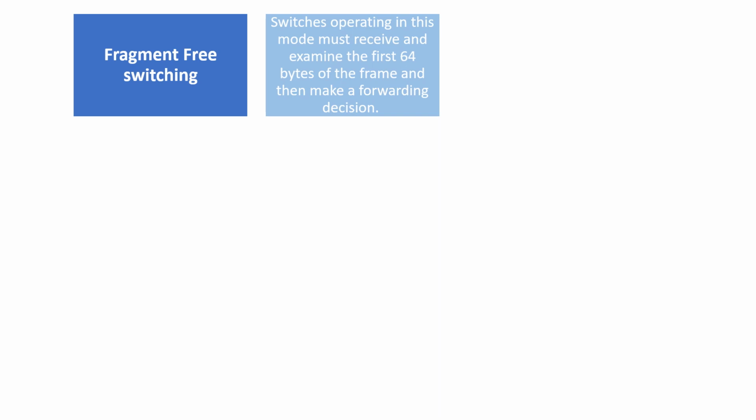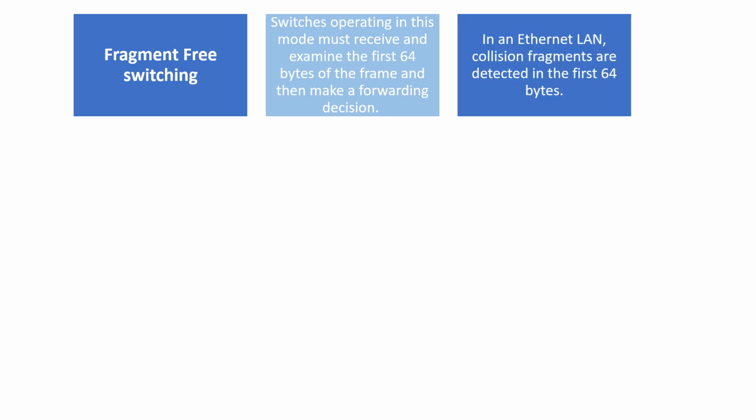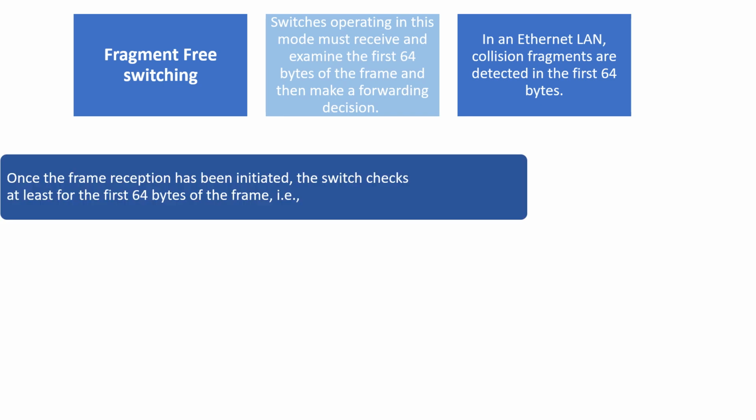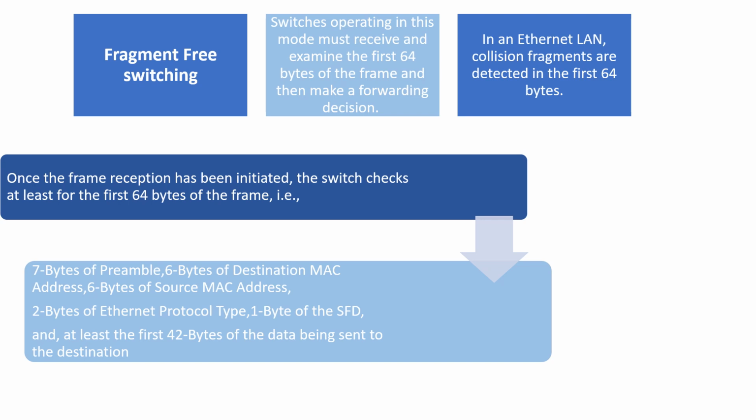And next is the fragment-free switching. Here, the switches operating in this mode must receive and examine the first 64 bytes of the frame and then make the forwarding decision. In an Ethernet LAN, the collision fragments are detected in the first 64 bytes. So this mode of switching detects the colliding frames from the first 64 bytes, and once the frame reception has been initiated, the switch checks at least the first 64 bytes of the frame, that is 7 bytes of preamble, 6 bytes of destination MAC address, 6 bytes of source MAC address, 2 bytes of Ethernet protocol type, 1 byte of start frame delimiter, and at least the first 42 bytes of data being sent to the destination.